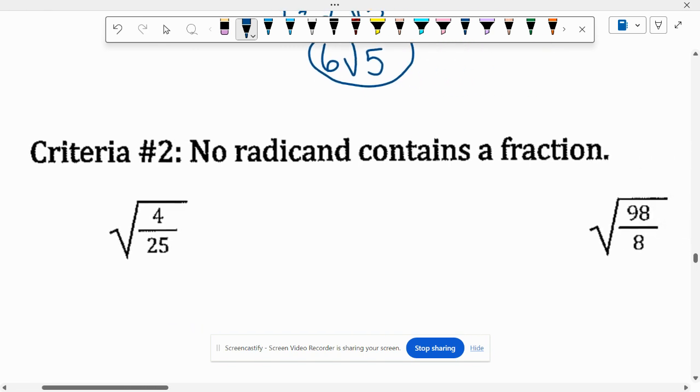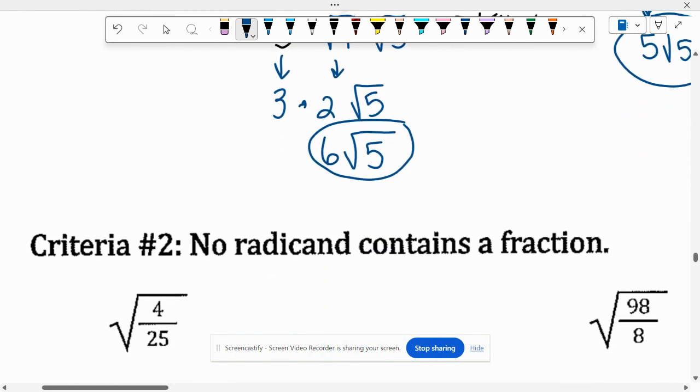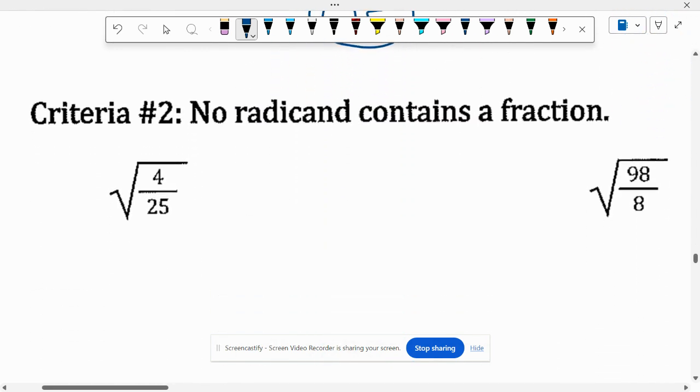All right. So here's some rules. Criteria number 1, you cannot have a perfect square left underneath a radical. Cannot have a factor of a perfect square. Okay. Number 2, you cannot have a fraction underneath a radical. How do you think we're going to get rid of that? No decimals. These are all exact answers. I'm going to show you this magical trick. Watch. You ready? I'm going to break up my fraction into 2 pieces. The numerator is going to be the square root of 4, and the denominator is going to be the square root of 25.